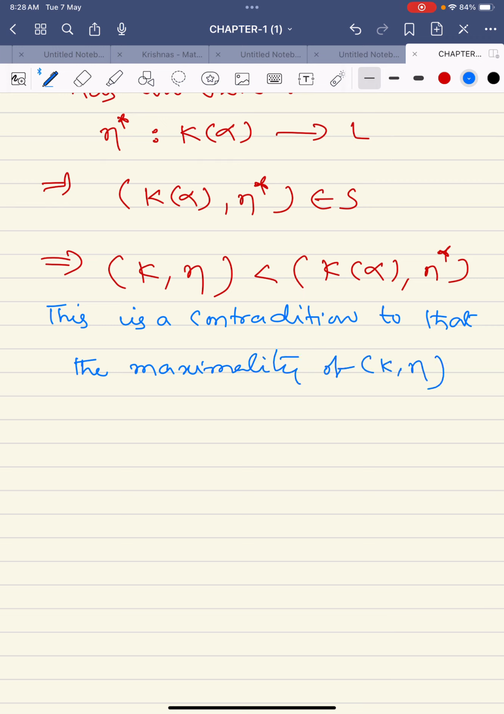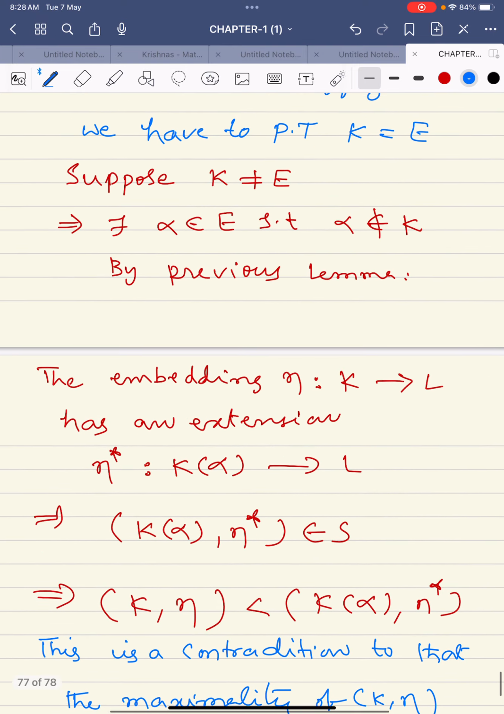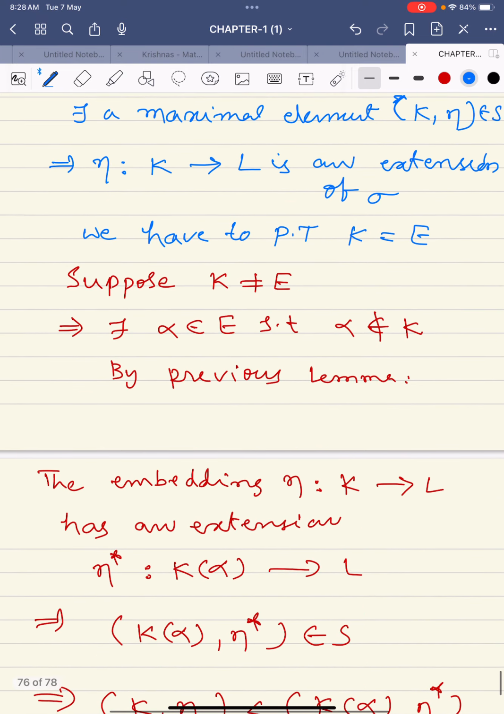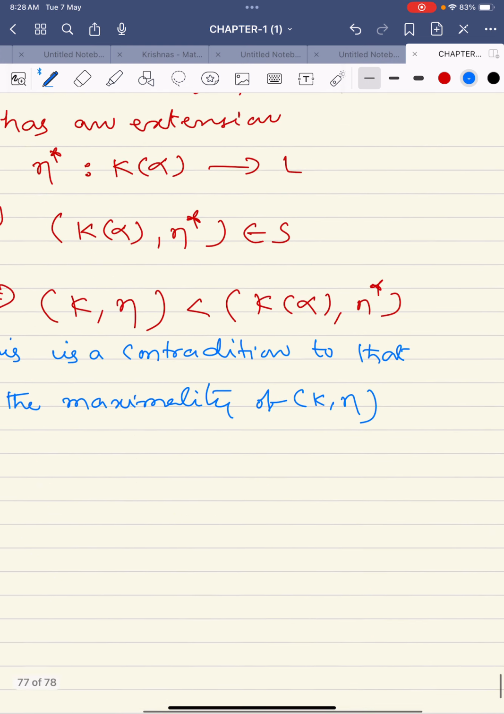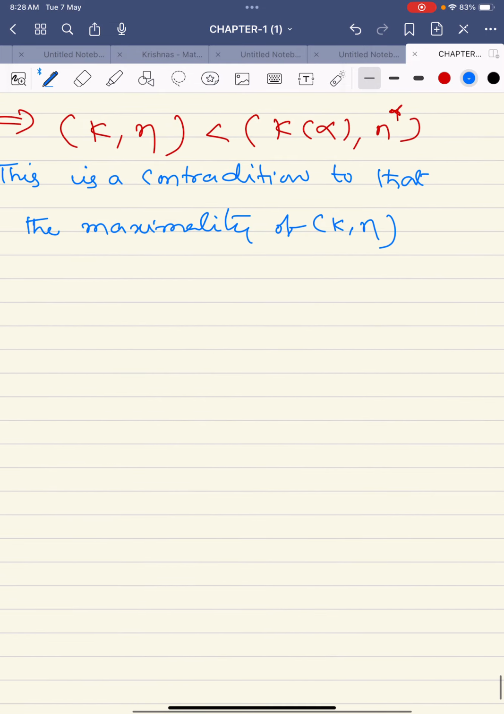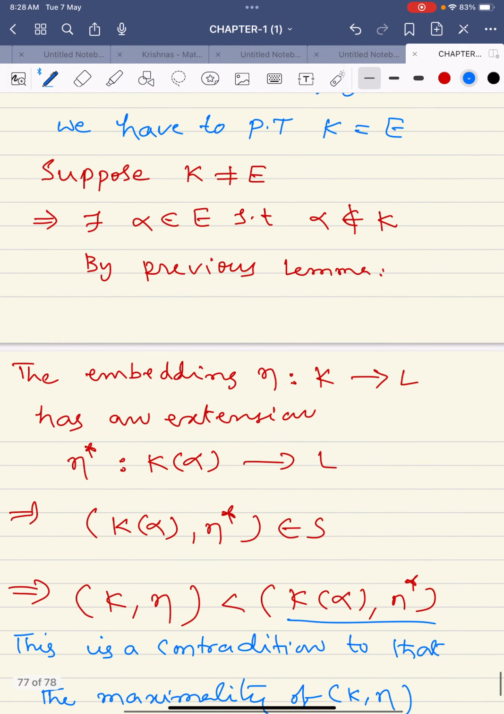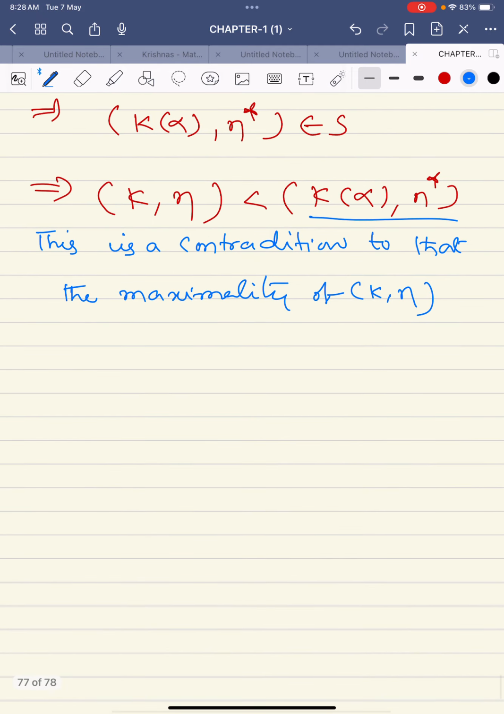We said that (K, eta) is the maximal element of the chain by using Zorn's lemma. But here we get one more maximal element, (K of alpha, eta star). This contradiction exists because of our assumption K not equal to E. Our assumption is wrong. Therefore, K is equal to E.